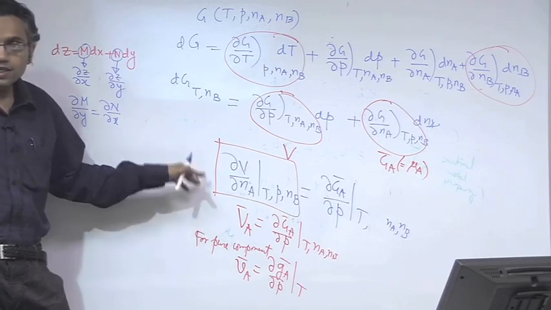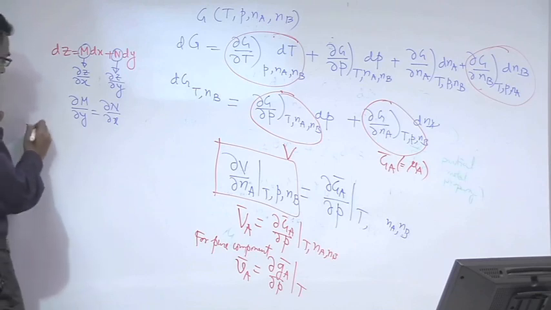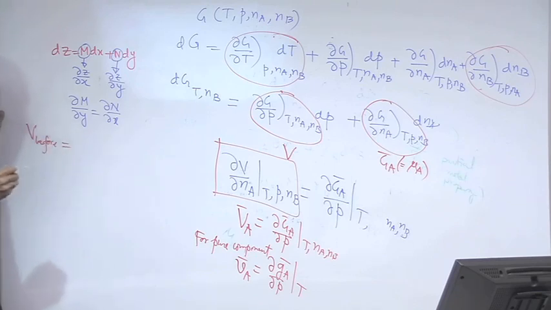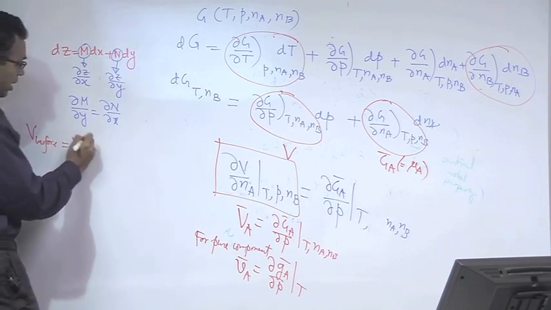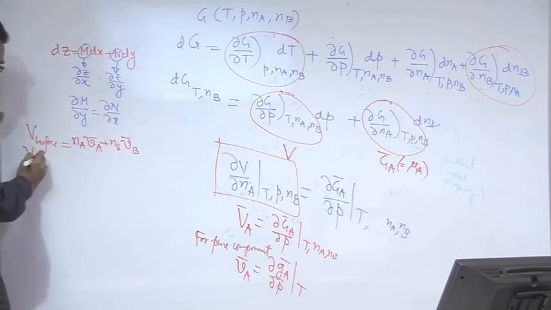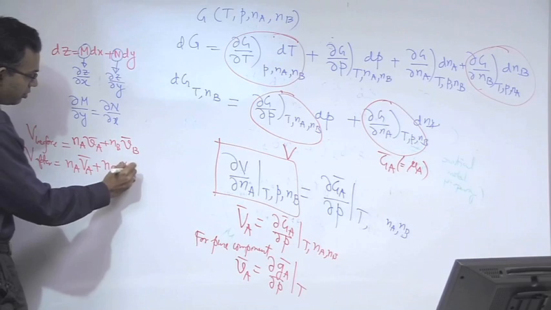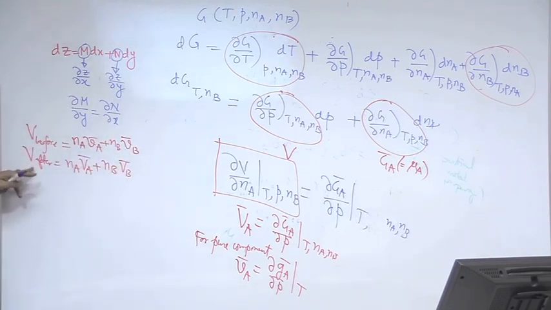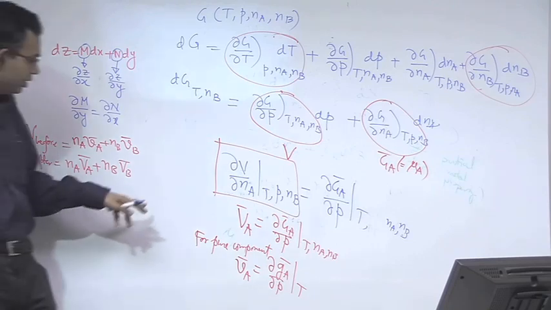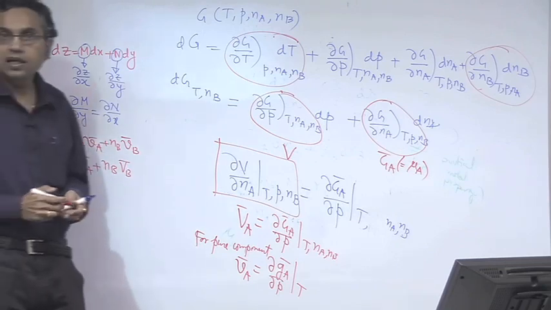Now what is the change in volume due to mixing? What is the volume before mixing? N A V A plus N B V B, the individual sum of the volumes. What is the volume after mixing? N A partial molal volume plus N B partial molal volume. This is the mixture property. So the change in volume due to mixing is the difference between these two. So you essentially are required to calculate the difference between capital V A bar and small V A bar, and that we will take up in the next lecture. Thank you.